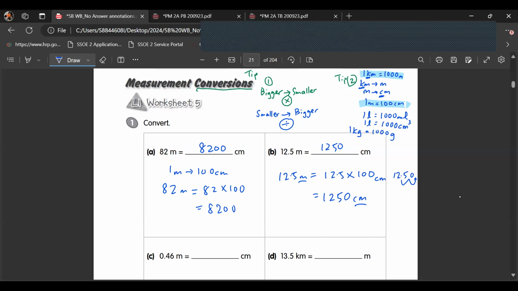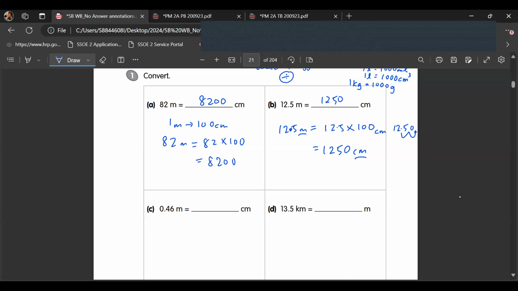Is it okay? Okay. So just now in the Koobits drills, I assigned those questions, none of them has decimals. That's why it's somehow easier. Now it's a bit more difficult because you are involved with decimals. Bigger unit to smaller unit. So 1 meter is 100 centimeter. I multiply by 100, so it's 46 centimeter.